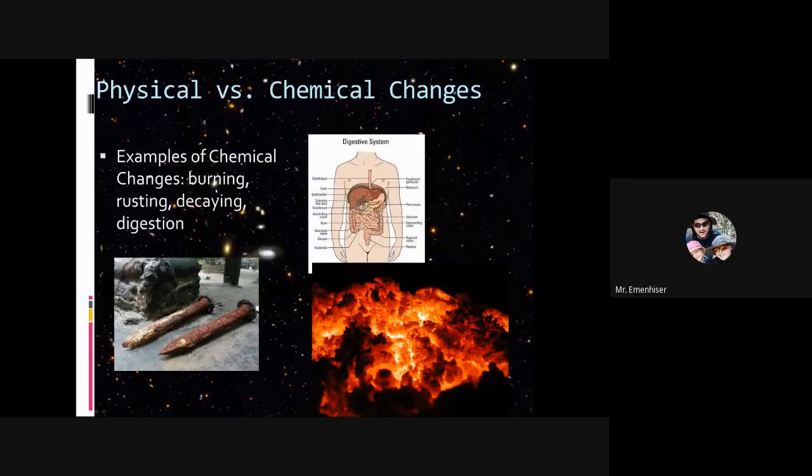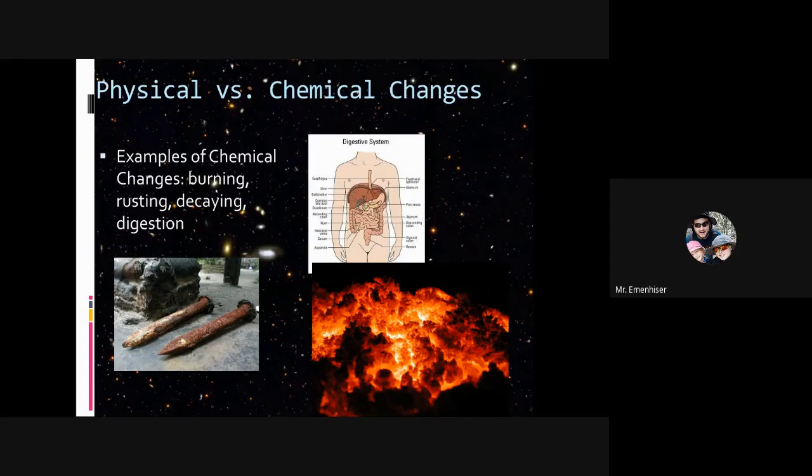So if you burn something, you're combining it with oxygen, and it's chemically changing. It's turning into something else, right? You can't get it back. If you burn a piece of paper, try burning a piece of paper and then getting the paper back to its original state. You can't. So if you can't, it's a chemical change.